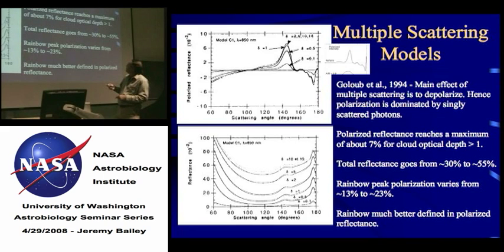You can also see that in the multiple scattering case, the rainbow shows up very clearly in polarized light, but is a relatively weak feature in the total intensity of the light. So polarization is really the way to look for these things.